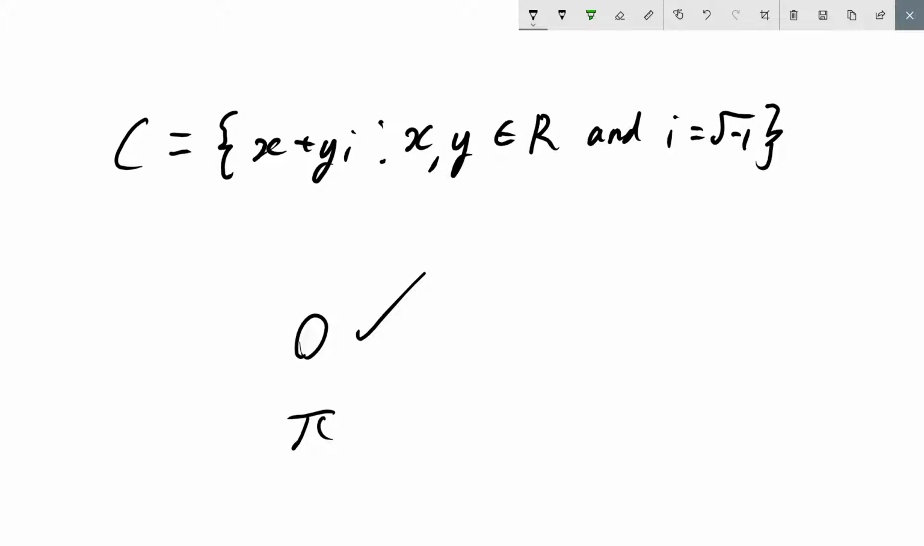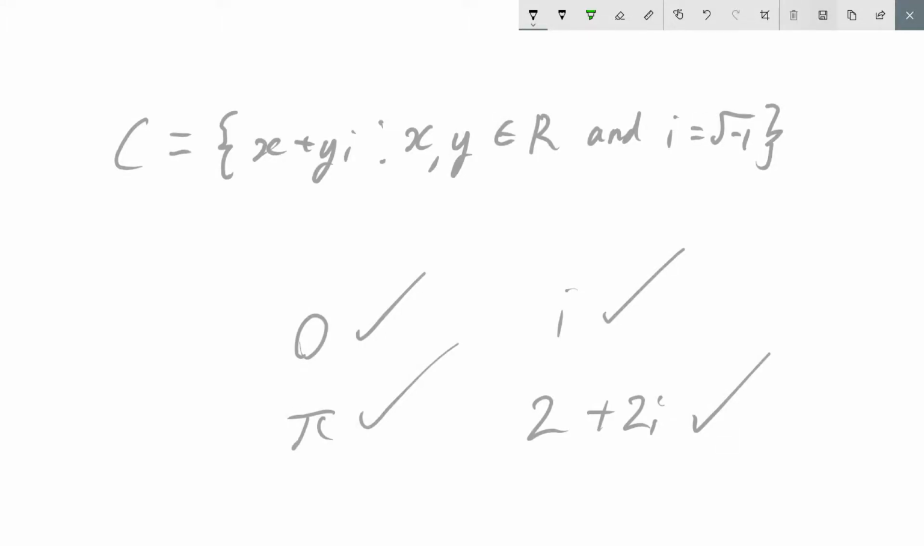You could also say that just i by itself is an imaginary number. You can have 0x and 1y, and bang, you have i. You can also have combinations of things like 2 plus 2i, where x and y are both 2. So all of these are complex numbers. So with that in mind, let's do some addition and subtraction of complex numbers.